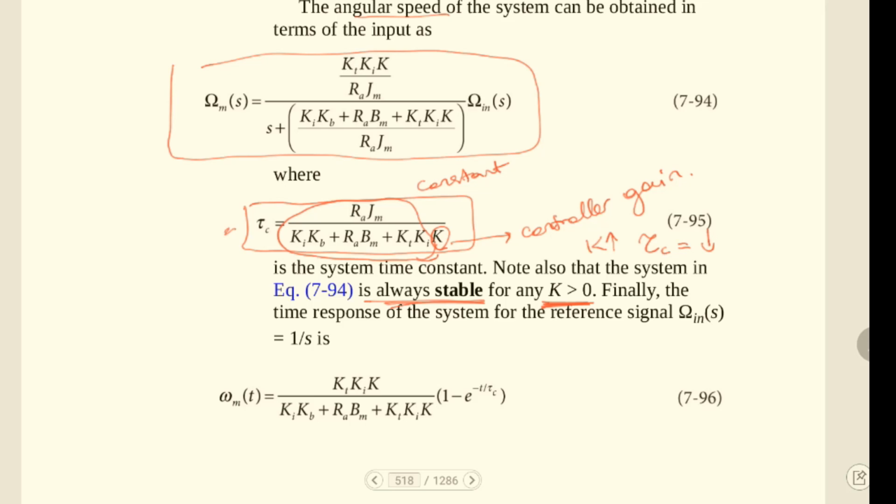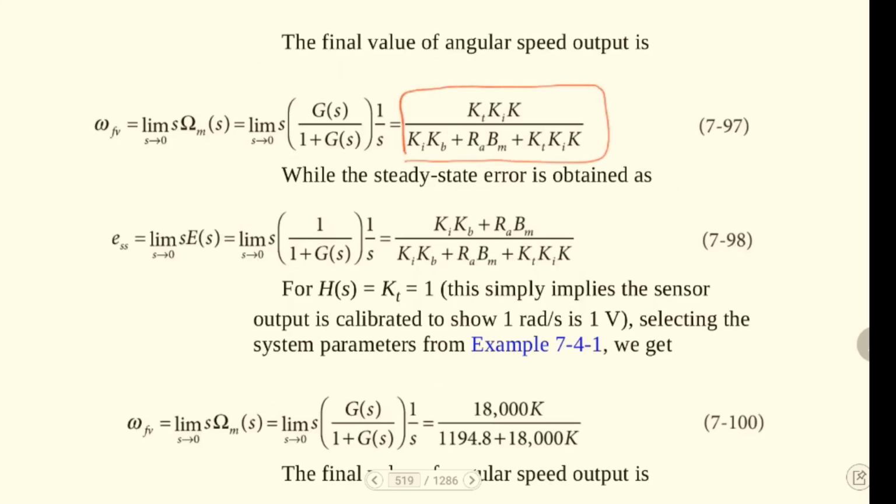If we apply a unit step function as input, we can get the time response like that. What is the steady state of this equation? When t approaches infinity, as you see here, this part will be 0. So the remaining part can be obtained like that. Okay, this is the final value or steady state value of the angular speed output.